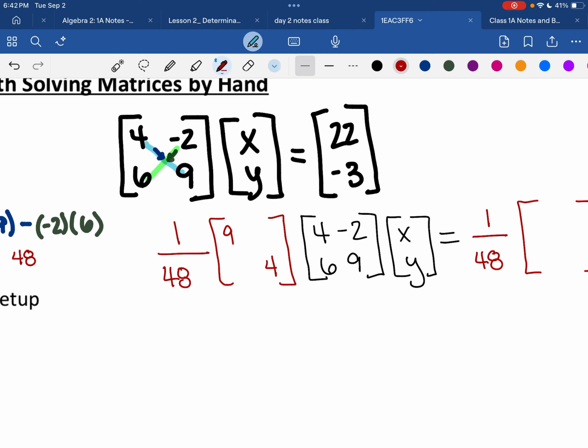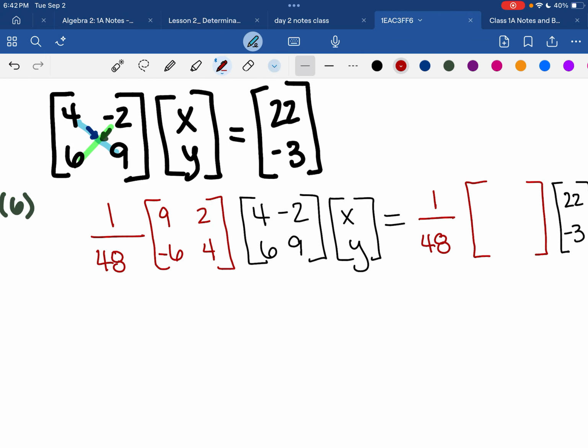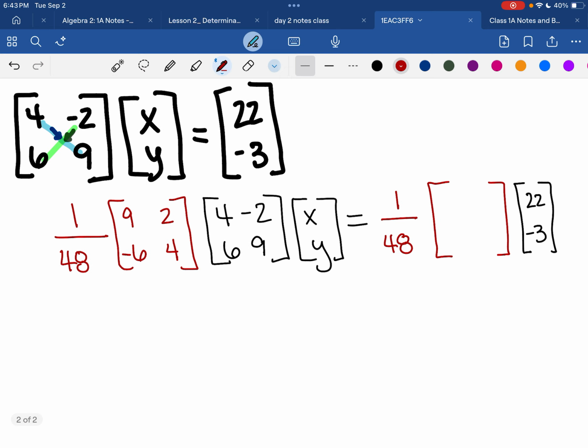And then my negative 2 and 6 stay in the same location, but their signs are going to change. So I'm going to write down 2 and 6, and I'm going to double check on that green arrow that I have a negative 2. It must become a positive 2. I have a positive 6, so I need to make this 6 become negative. All right. Now I'm going to rewrite that over onto the far right side, and I'm just going to copy down the red matrix. So 9, 2, negative 6, and 4.